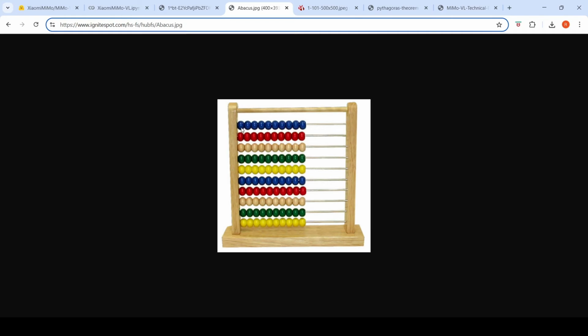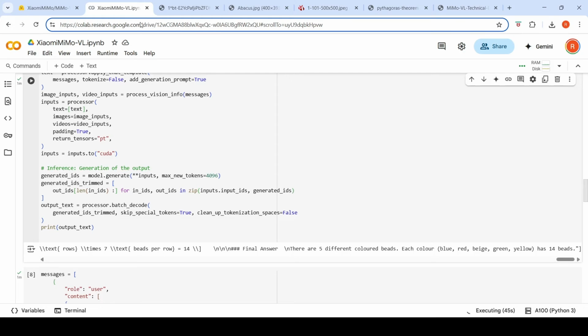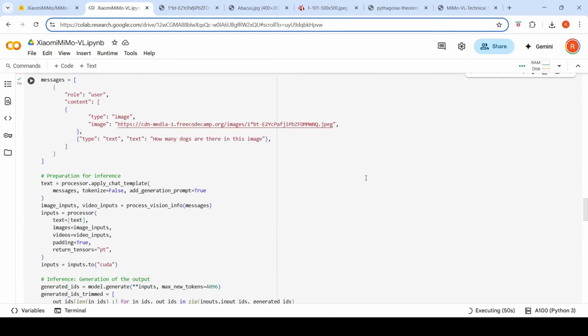Since it's an abacus, for every color you have 10 beads in every row. 3 plus 2 is 5, plus 2 is 7, plus 3 is 10. Okay, so for every color you have 20 over here, and it estimates as 14. So somewhere in this it starts the process and other things have gone for a mess over here, right?